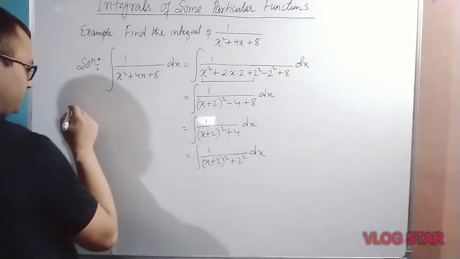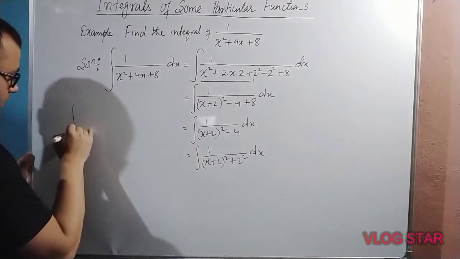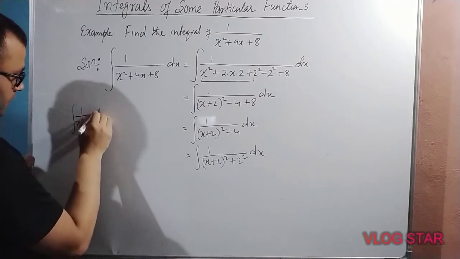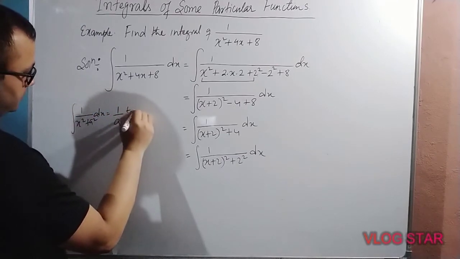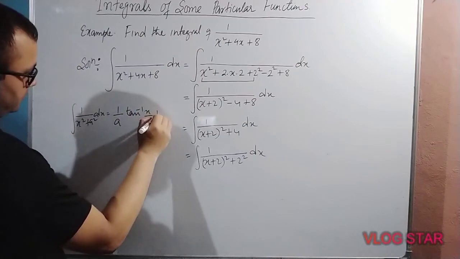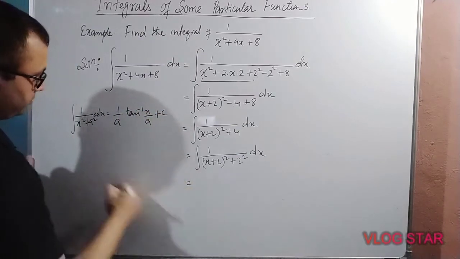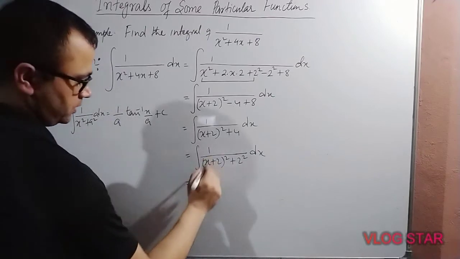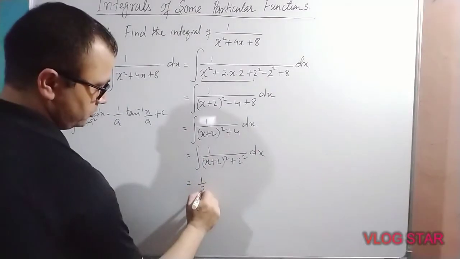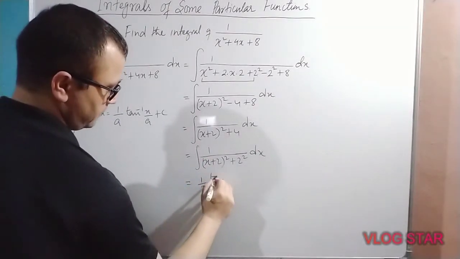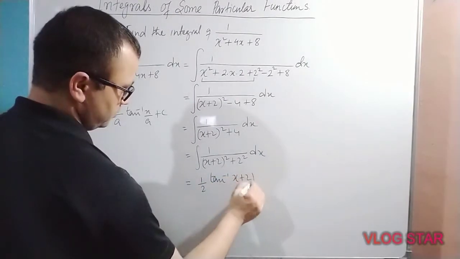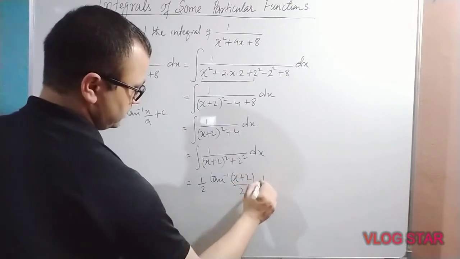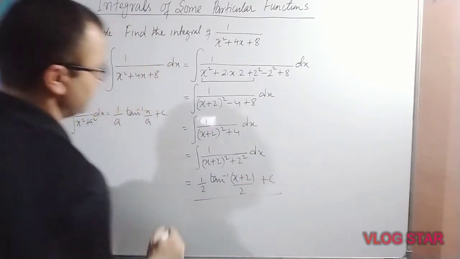Now we know that integration of 1 by x square plus a square dx is 1 by a tan inverse x by a plus c. Now we can put the formula. So this is 1 by a, 1 by 2 tan inverse of x plus 2 by 2 plus c. Now this is the answer.